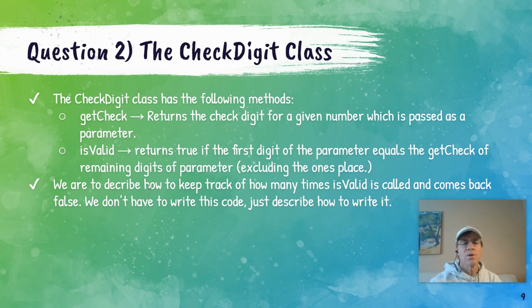Our job is to write isValid, and then we're going to describe how to keep track of the number of times that this is called. We don't have to write the code; just describe it. And again, I think that there's a lot of different elements to keep track of. It's just a matter of how many can you mention.